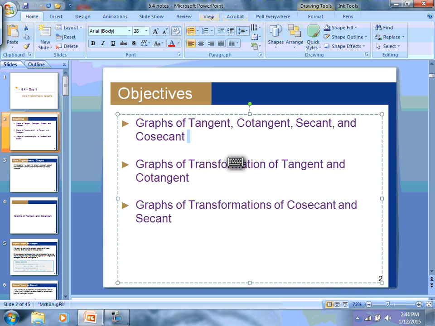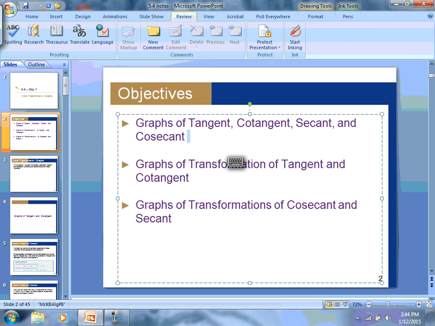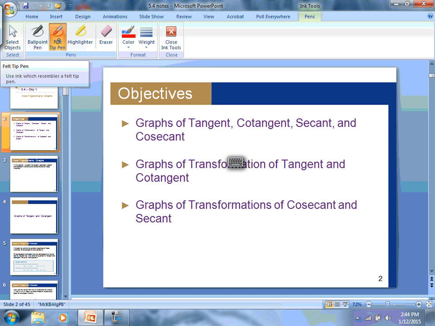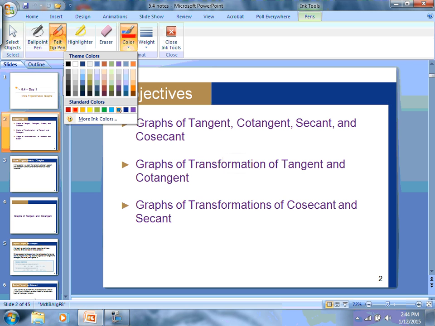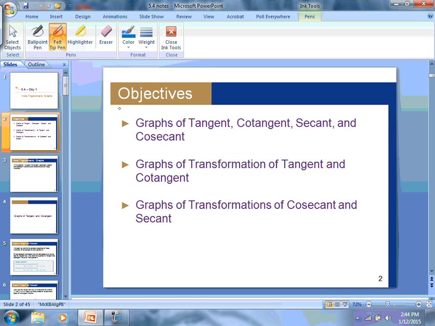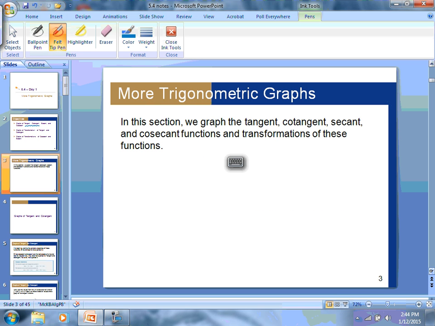We'll also talk about the cosecant and the secant, but we're just going to do tangent and cotangent for today. We'll save secant and cosecant for tomorrow. And as we're talking about the tangent and the cotangent, we'll also talk about some of the transformations that happen to them as well. So again, that's all the stuff we've been talking about with amplitude and period and phase shift.